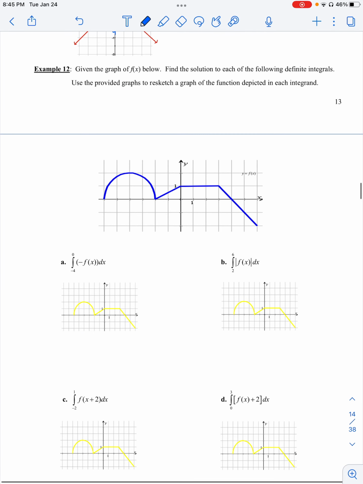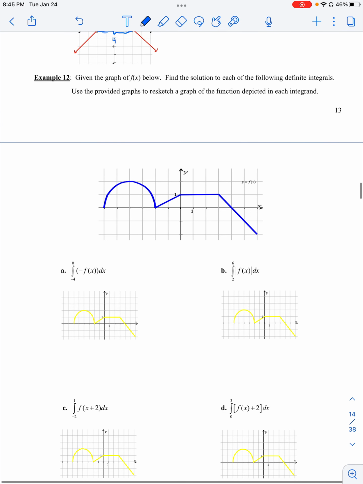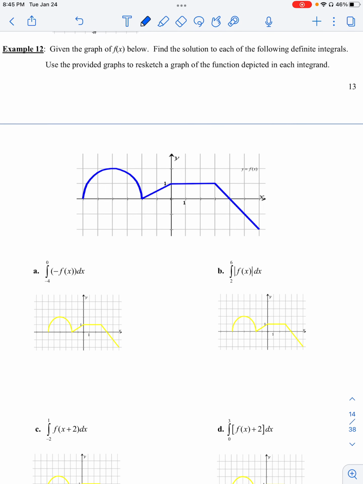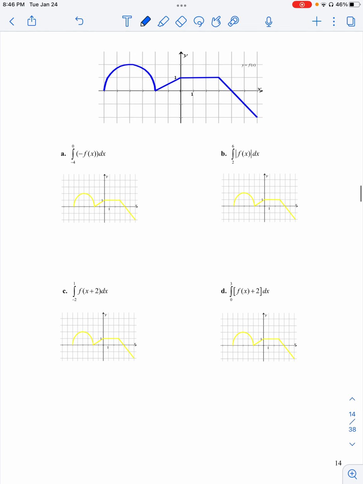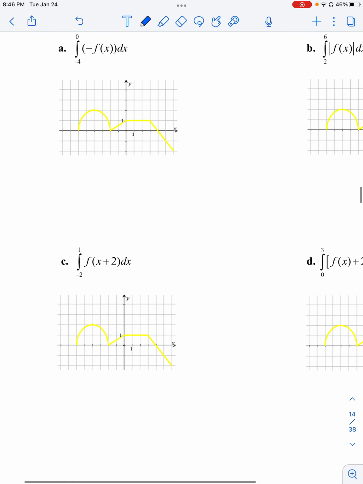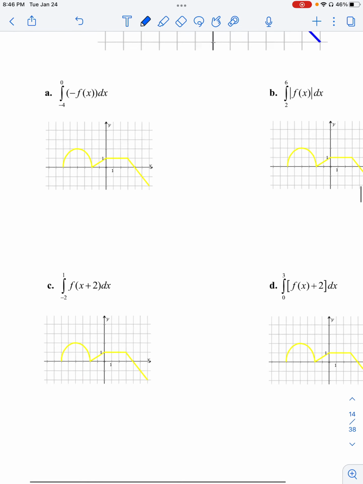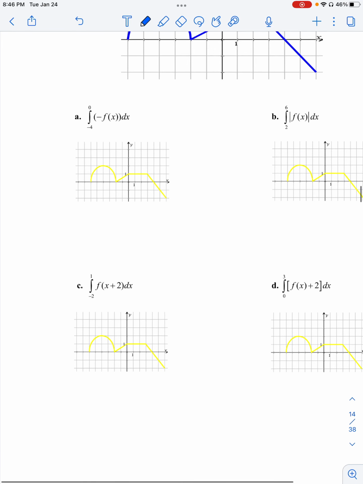Given the graph of f of x below, find the solution to each of the following definite integrals. Use the provided graphs to resketch a graph of the function depicted in each integrand. Okay, so this is going to go back to transformations of graphs from pre-cal.